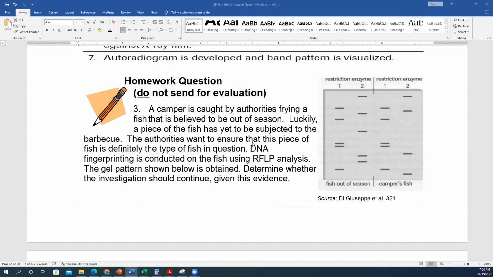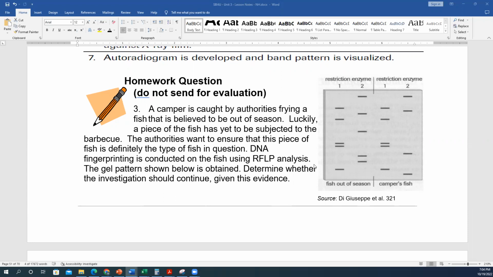But luckily there's still a piece of the fish that hasn't been cooked yet. And so the authorities want to make sure that this piece of fish is definitely the type of fish that they're questioning. So they do some fingerprinting on this fish using RFLP analysis.